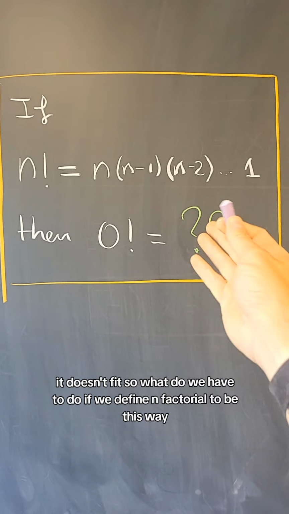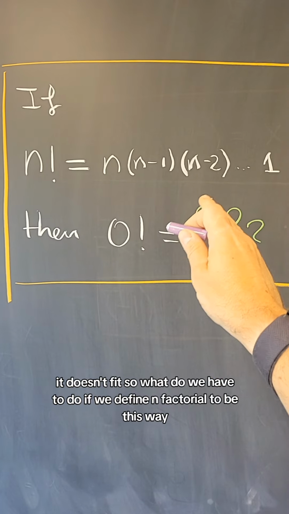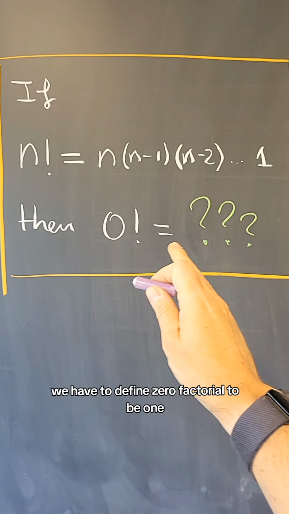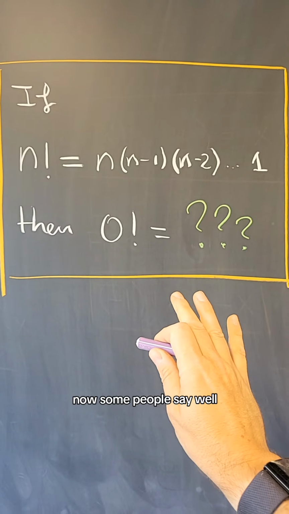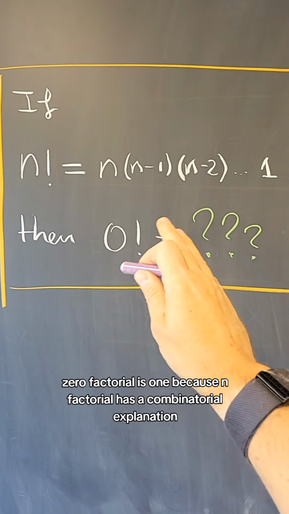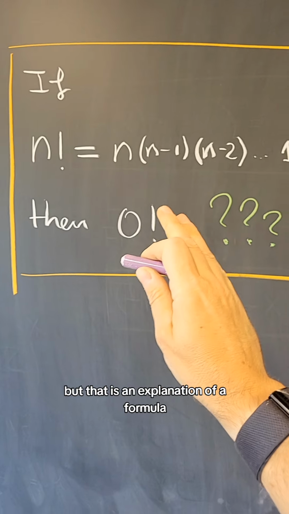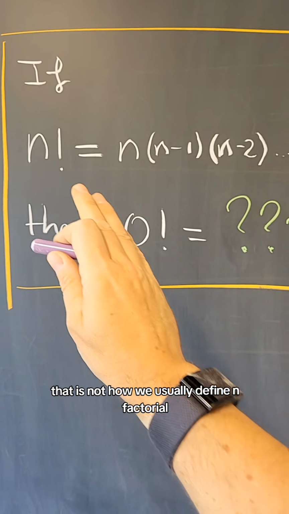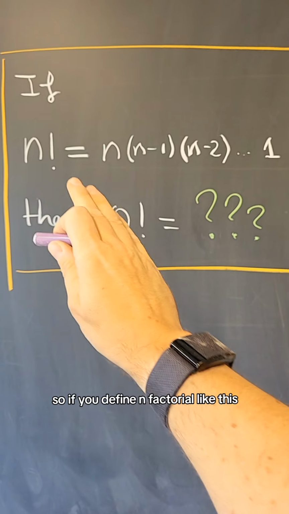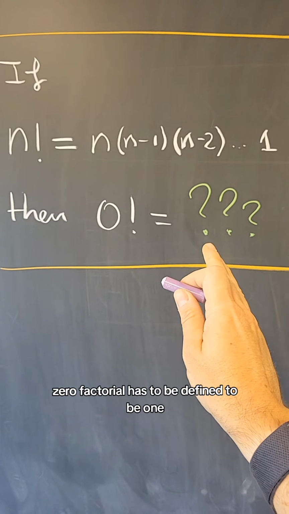It doesn't fit. So what we have to do, if we define n factorial to be this way, is to define 0 factorial to be 1. Now, some people say, well, 0 factorial is 1 because n factorial has a combinatorial explanation, but that is an explanation of a formula. That is not how we usually define n factorial. So if you define n factorial like this, 0 factorial has to be defined to be 1.